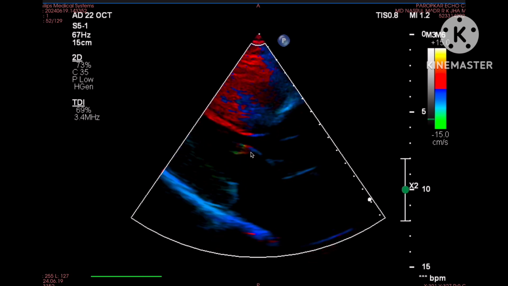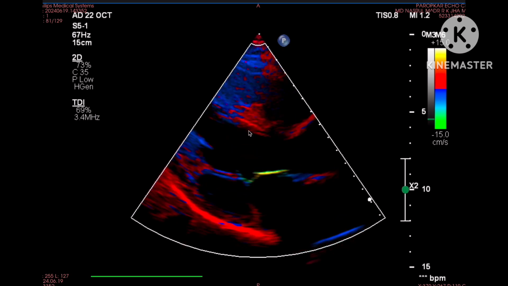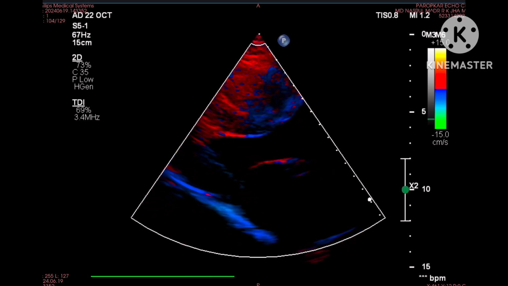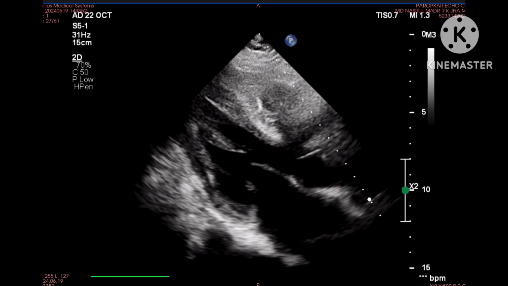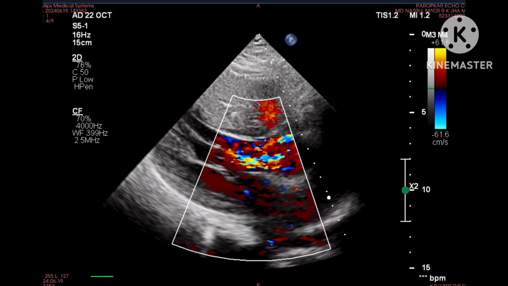One thing I wanted to highlight is that SAM is also there, but SAM is not significant enough to cause significant flow obstruction in the subaortic zone. But this is the case of hypertrophic cardiomyopathy.